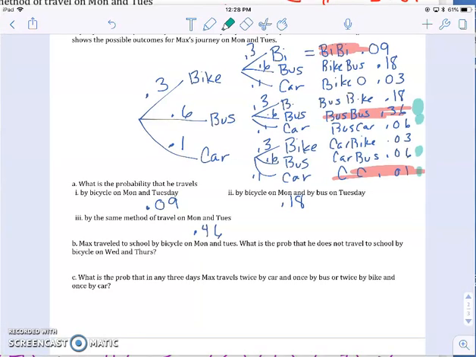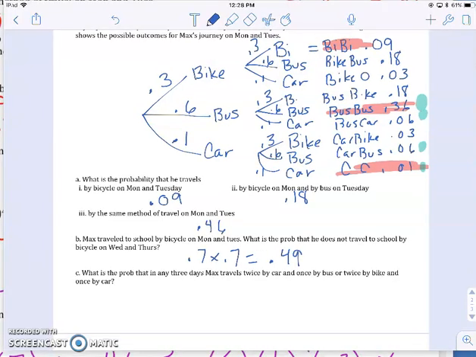If he does not travel by bike, the probability is 0.7. So 0.7 times 0.7, because that would be 2 days in a row. So we have 0.49. Next: the probability that in any 3 days, Max travels twice by car and once by bus, or twice by bike and once by car.